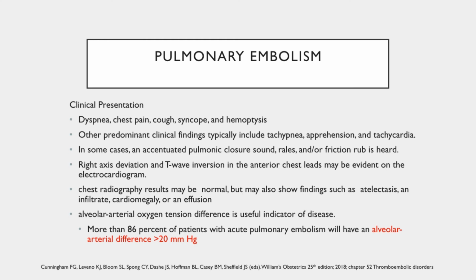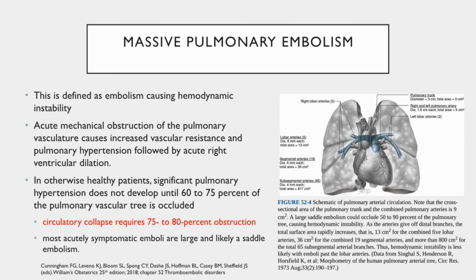Alveolar arterial oxygen tension difference is a useful indicator of the disease. More than 86% of patients with acute pulmonary embolism will have an alveolar arterial difference that's greater than 20 mm Hg. Massive pulmonary embolism is defined as embolism causing hemodynamic instability. Acute mechanical obstruction of the pulmonary vasculature causes increased vascular resistance and pulmonary hypertension followed by acute right ventricular dilatation.